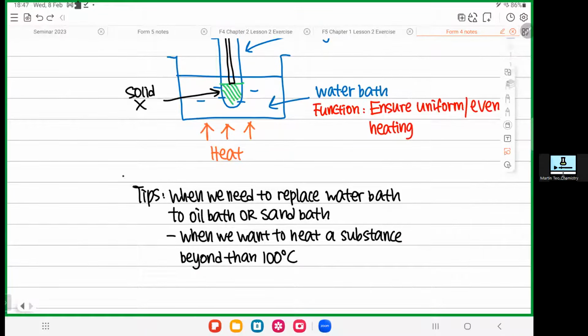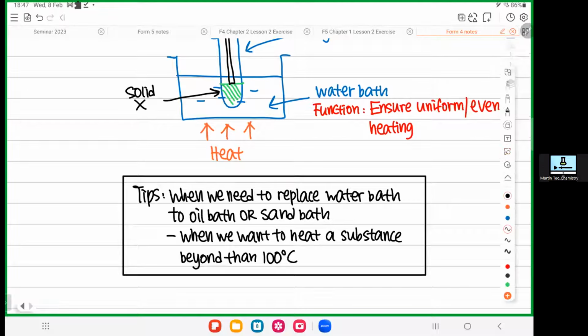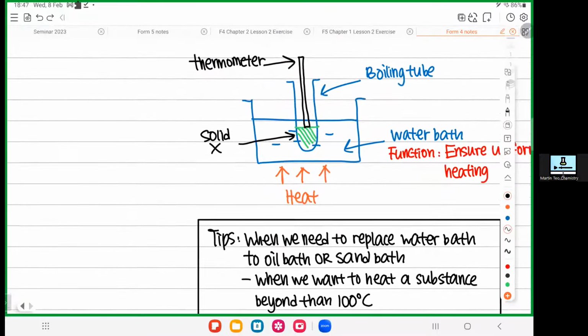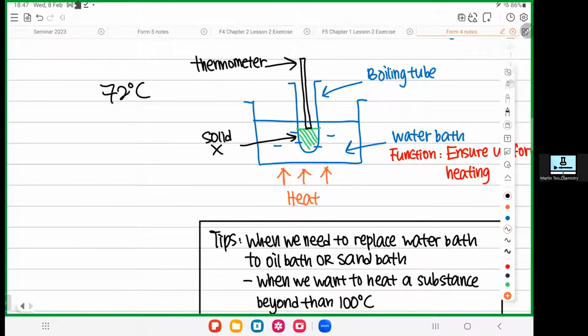So let's say I only want to heat this substance to 72 degrees Celsius, do I need to use a water bath? Yes or no?